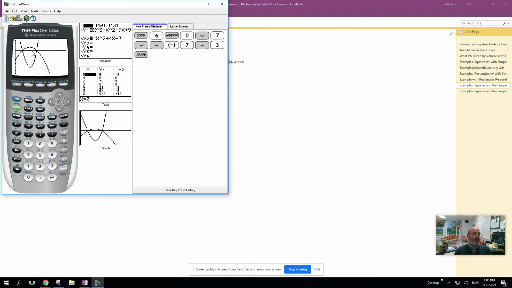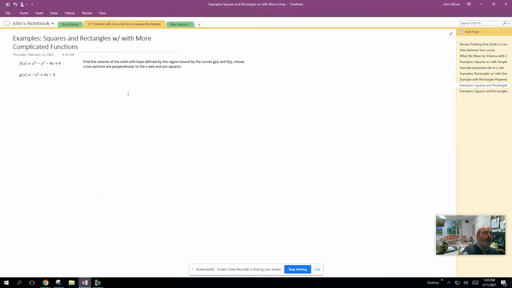So this is the region that we're looking at, the boundary. And the cross sections are going to be perpendicular to the x-axis. And so the length of them is going to be the top curve minus the bottom curve, and the width. We're going to sketch that on our board so we can make some drawings here.